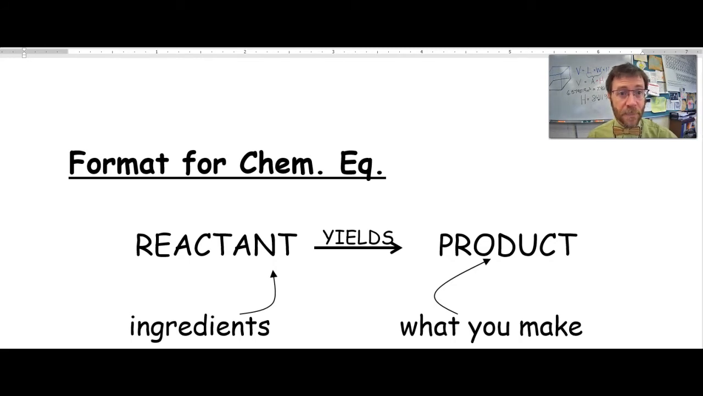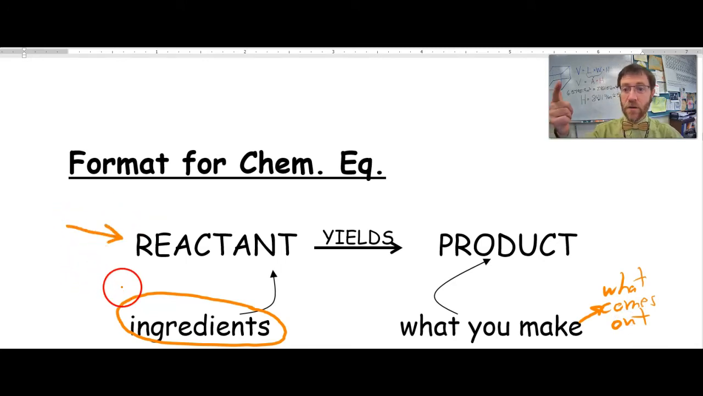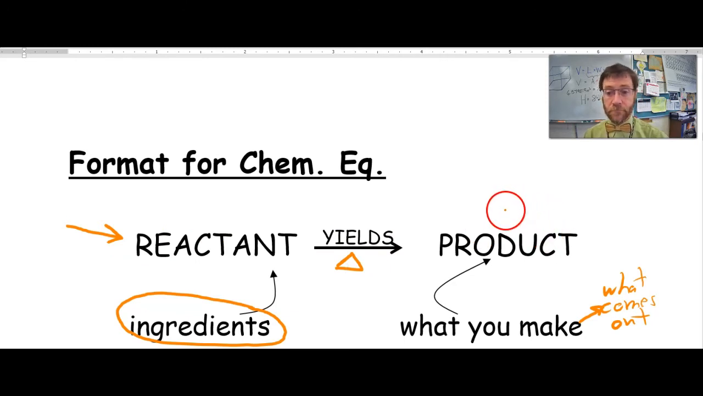We have reactants and we have products. Now, reactants are like ingredients, right? These are the things that go into the reaction, and then the product is what you make. It's what comes out, right? So on this side, for reactants, if we're making chocolate chip cookies, it'd be eggs, milk, flour, butter, chocolate chips, a little bit of baking soda. Don't forget sugar. And then we would have a little triangle symbol that says you have to heat it up. Then over here, we'd have 32 cookies, 24 cookies, however many cookies you make, right? You guys dig how that works?